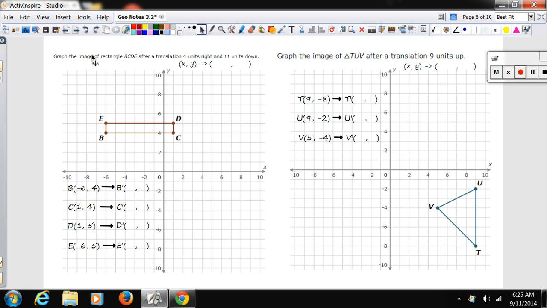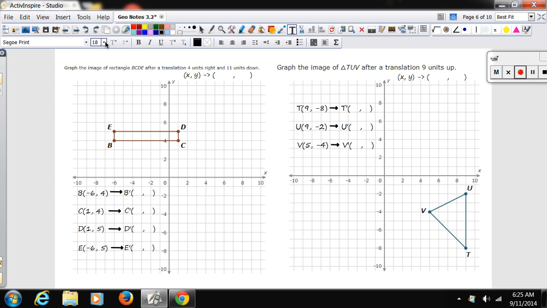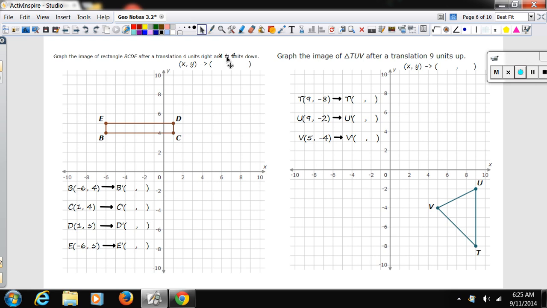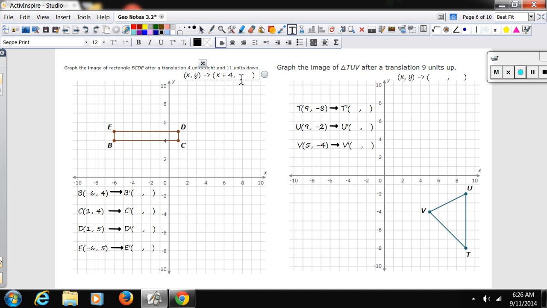So this says graph the image of the rectangle BCDE after its translation 4 units to the right and 11 units down. So first thing we want to do is go 4 units to the right. So we want to add 4 to my x. Okay, so I want to put x plus 4 in here. But I want to add 4 to my x, and then I want to add 11 down. So that's going to actually be y minus 11. You're going to take 11 away from the y value.